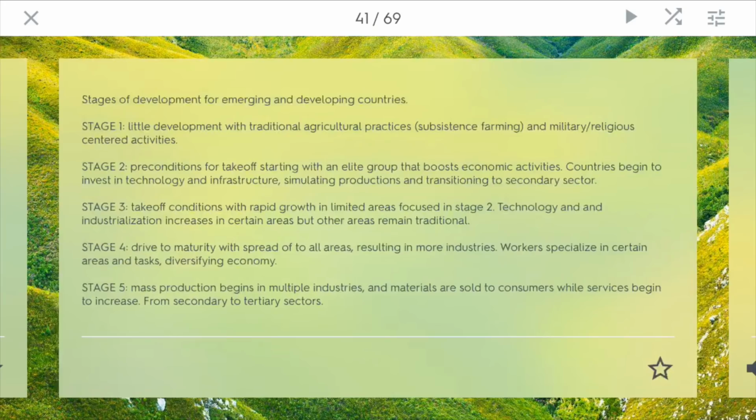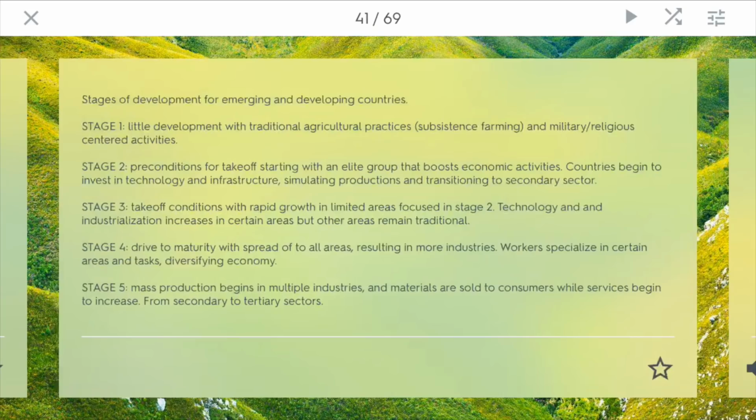Stage 2, preconditions for takeoff. It starts with an elite group, so either capitalists or communist dictators, that boosts economic activities. Countries begin to invest in technology and infrastructure. This helps to promote production and transition to a secondary sector. Stage 3, takeoff conditions with rapid growth in limited areas, focused in Stage 2. In this stage, technology and industrialization really increases in certain areas, but other areas remain traditional as well.